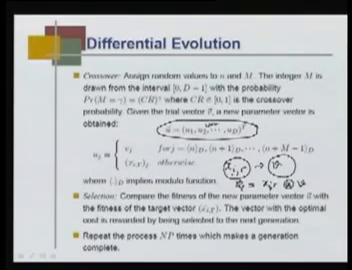So, repeat the process NP times, which makes the generation complete. See, if I find NP new parameter vectors like that, then I get a new population. And again I start from the beginning: for each parameter vector in the new population, again I find a new trial vector.